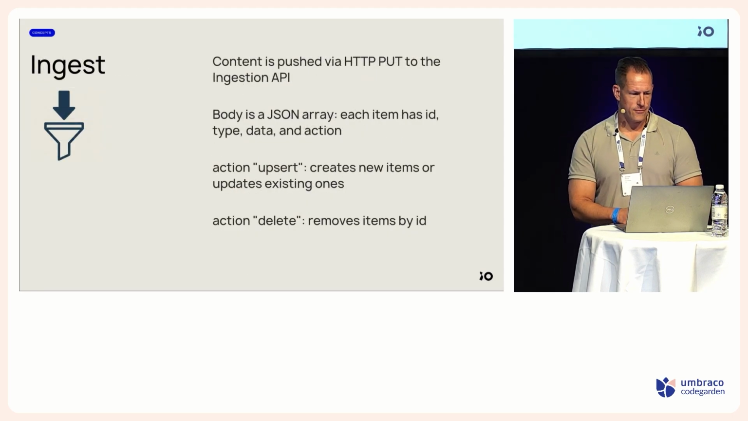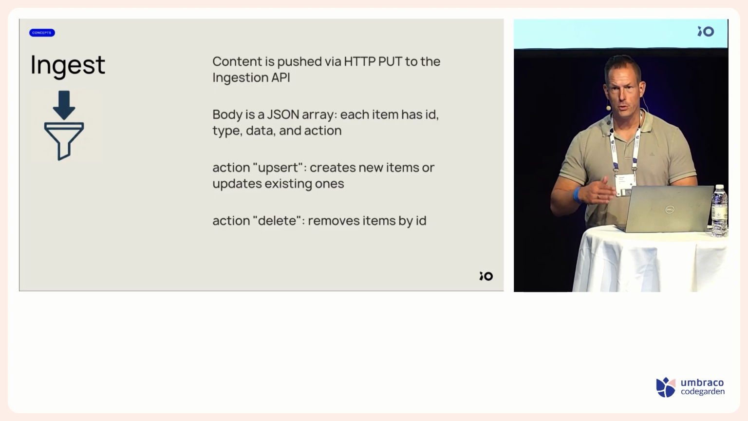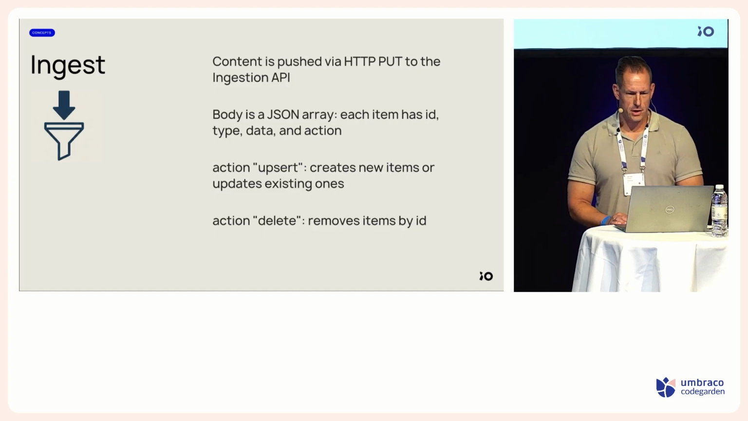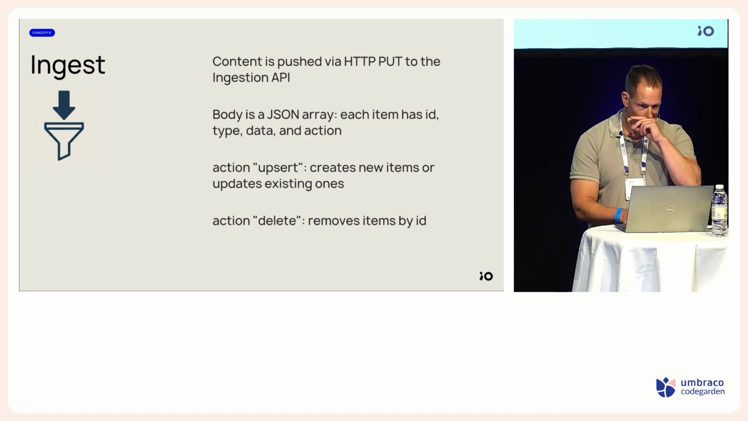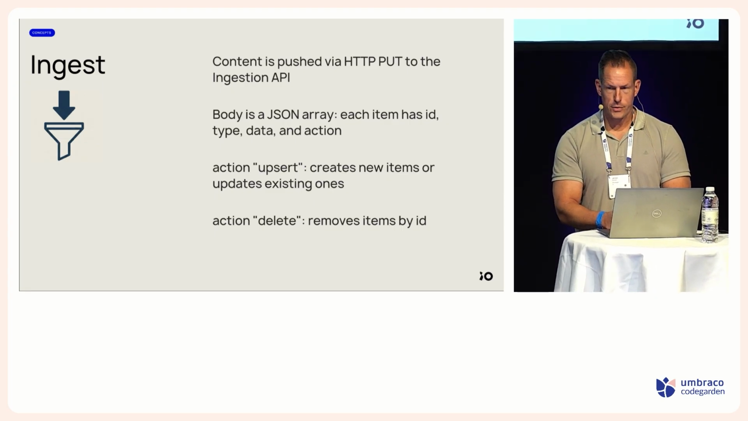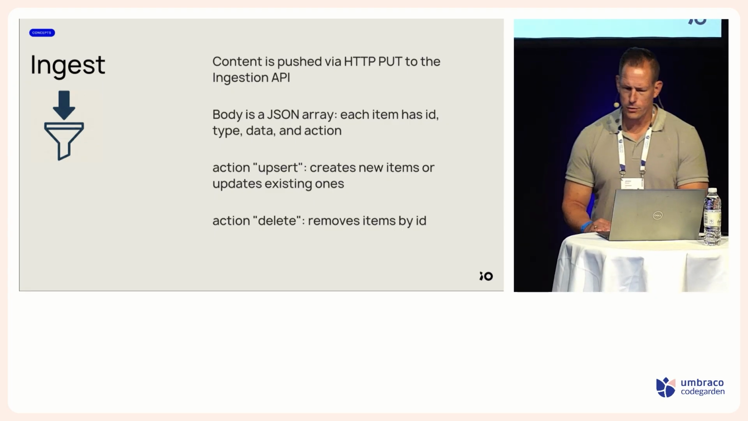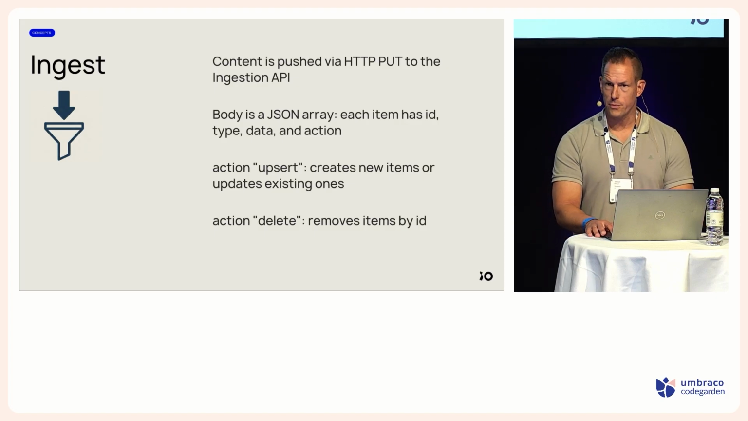Next up, we have ingestion. So once we have our collection set up with the right schemas, we need to push content into it. And that can be done with the ingestion API through an HTTP PUT. The body is a JSON array, and each item has an ID, type, data, and action. And through the upsert, you can create or update items. And with the delete action, you can remove content with ingestion.